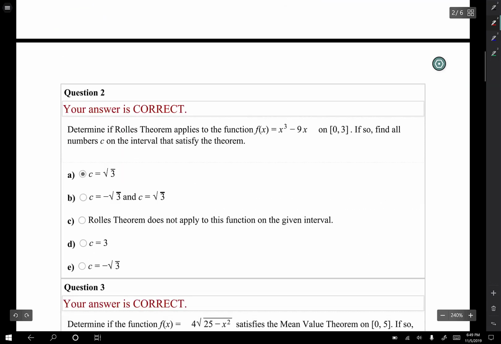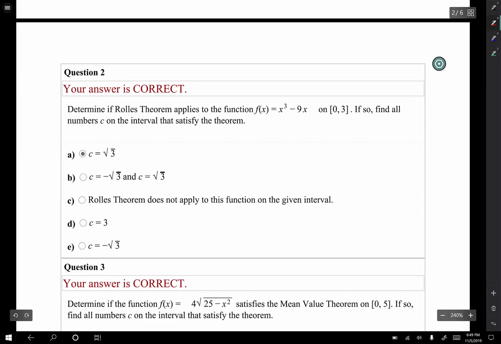Question 2. Determine if Rolle's theorem applies to the function x cubed minus 9x between 0 and 3. If so, find the number c on the interval that satisfies the theorem. Rolle's theorem is a special case of the mean value theorem. It just wants to know: is my average rate of change 0? That's what they want to know.